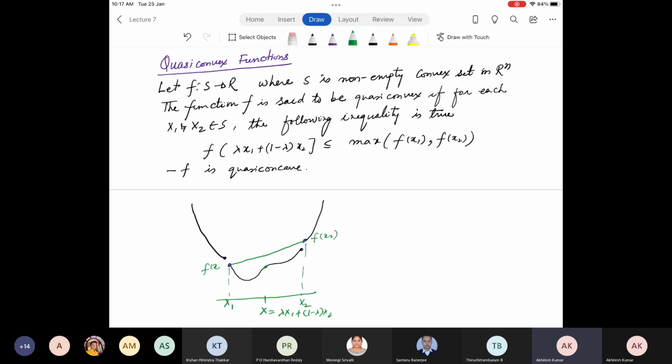F(x2) and f(x1), I will take the maximum of these two. Another point we can consider is, let's say, here and here, and connect it. So for any point between, the functional value of the convex combination will always be less than or equal to the maximum of the functional values at each of the points. Then we can say it is a quasi-convex function. Is it clear, guys? Any questions?